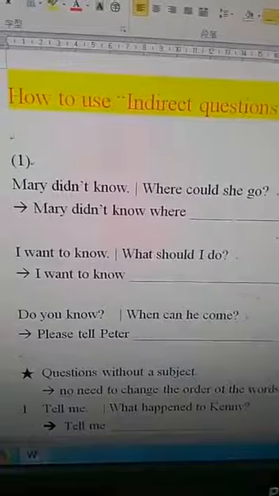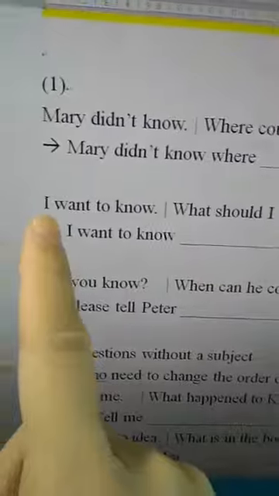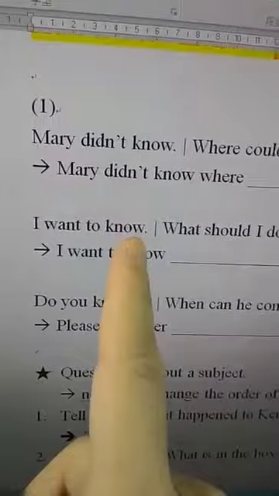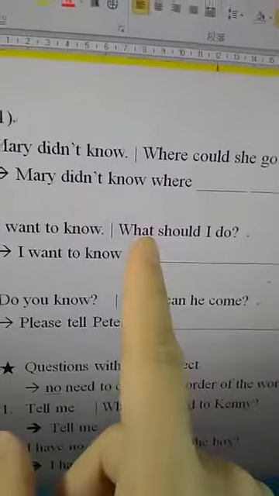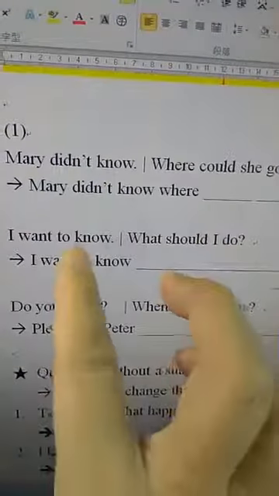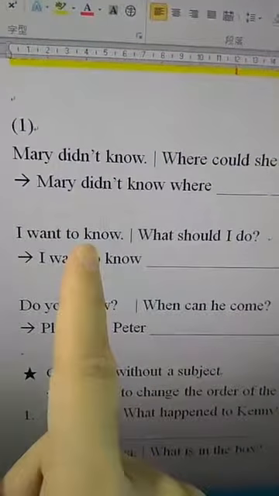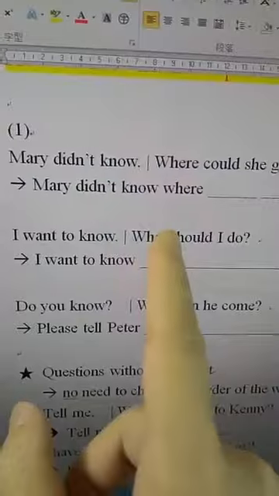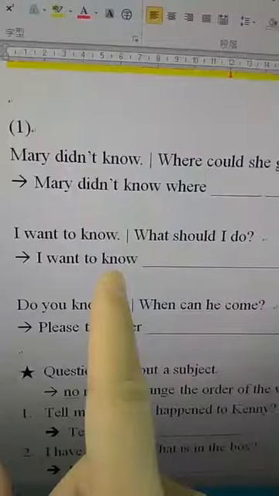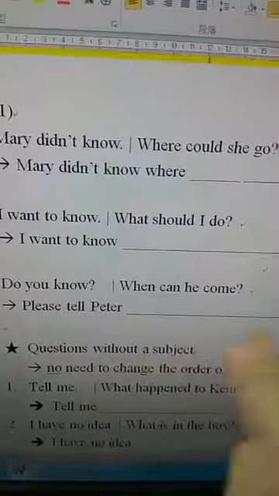So okay, let's do the second question here, and let's see if you can do it correctly. Okay, question number 2. I want to know. This is the main sentence. And the direct sentence is what should I do? Right now we combine the two sentences together because this is a speech, this is an announcement. So it becomes I want to know. Then what should I do first? Think about it.